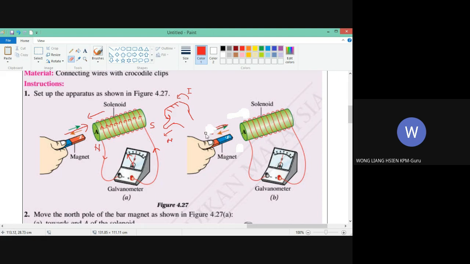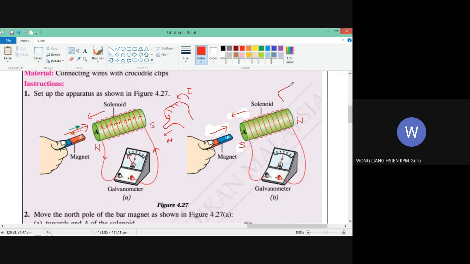Or let's say I change side and north changes to south, but I push in also. So that means it must be opposing force. Must be opposing force. So this side must be south also. South and south, they will oppose each other. This side is north.